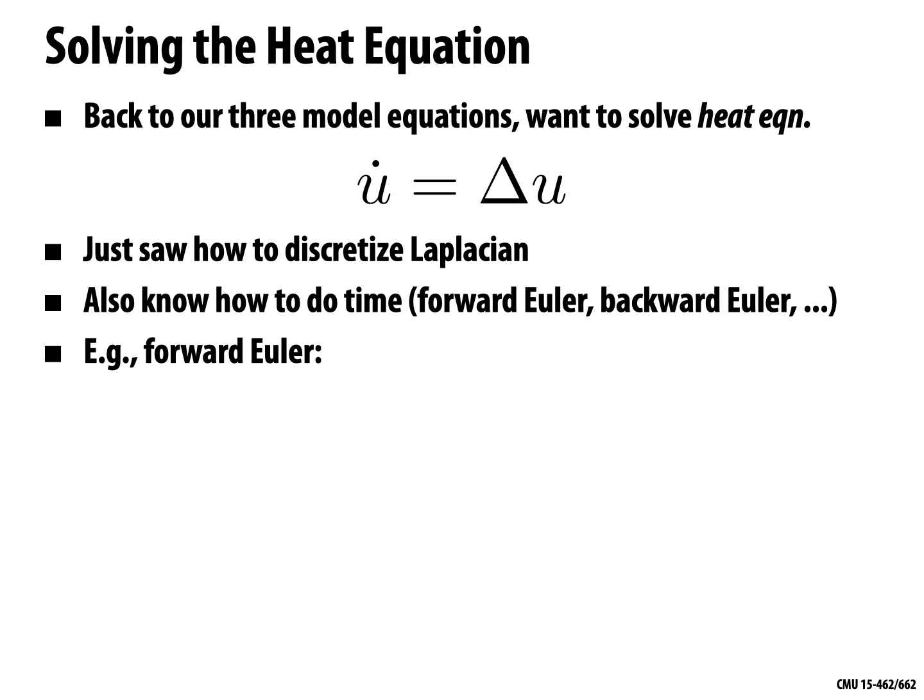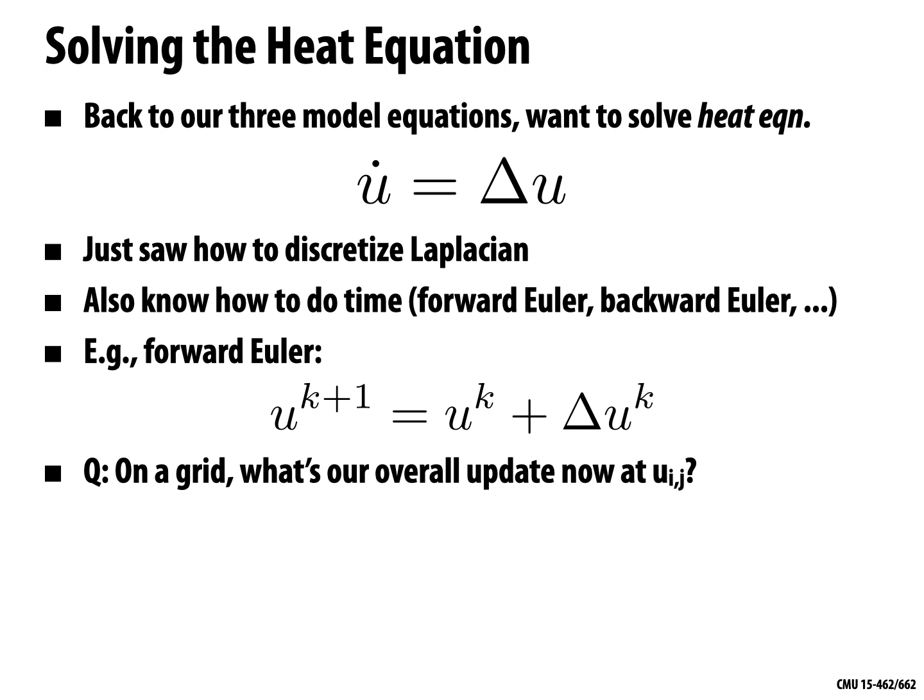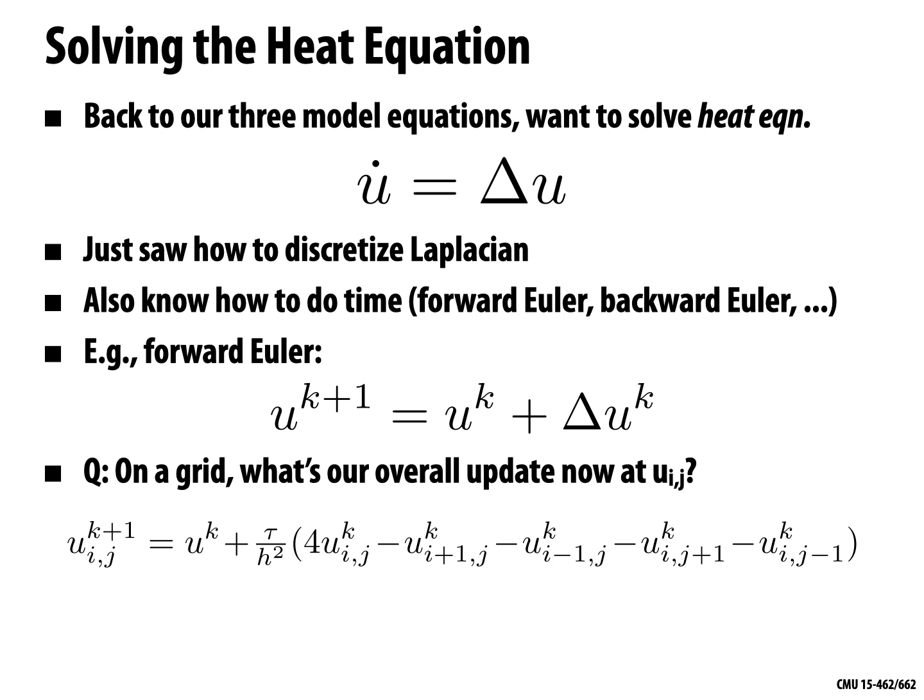So perhaps the simplest one is forward Euler. We say, okay, if we know the solution at time step k, we have u^k. How do we get the solution at time k plus 1? Well, we just take u^k and we add Laplace of u^k to it, or maybe some small time step times Laplace of u^k. Okay, so on our grid, what does this update look like? Well, the new value of u at any grid point ij at time k plus 1 is equal to the old value, u^k ij at the previous time, plus the time step tau divided by h squared times, okay, all this stuff that represents our Laplacian.